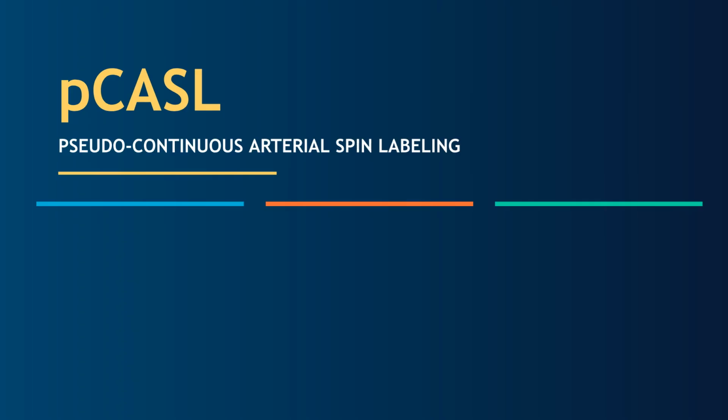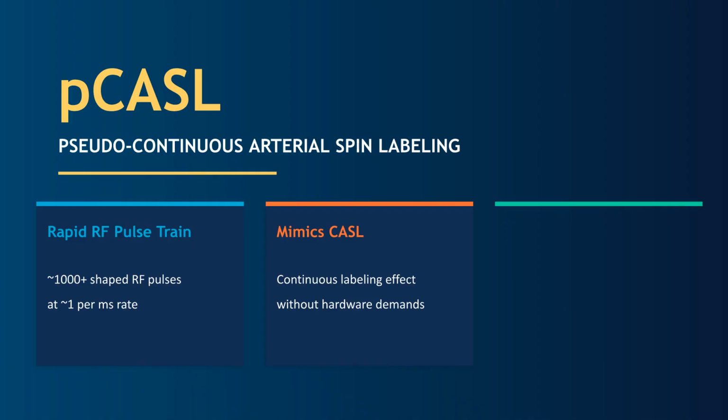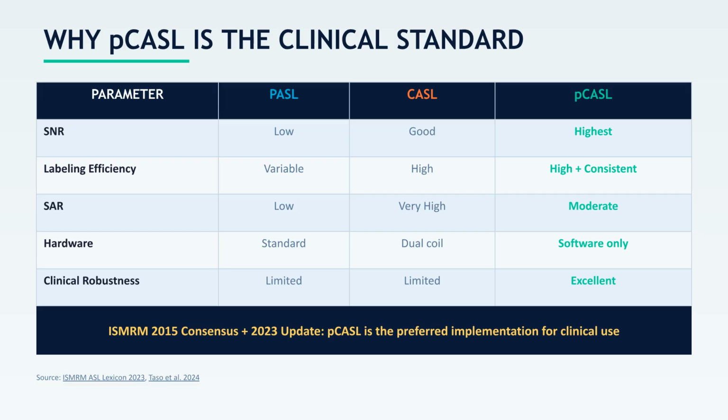Pseudo-continuous ASL, or pCASL, uses a rapid RF pulse train to mimic the continuous labeling effect of CASL, but without its hardware demands. This gives it the CASL efficiency combined with PASL practicality, offering the best of both worlds.